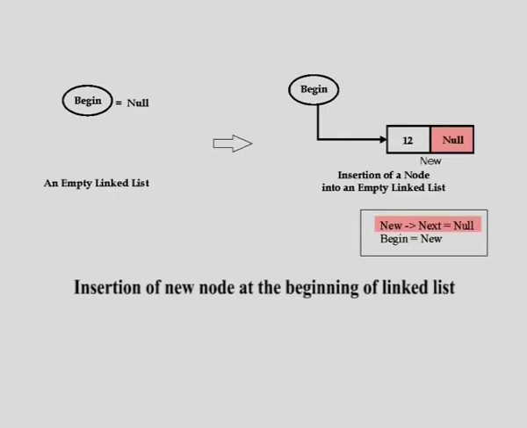This is because initially the linked list is empty and after insertion of new node, it will become the first and last node, and we know the next part of last node contains null. As this new node is going to be the first node, the address of this node will be stored into list pointer variable begin as shown here.